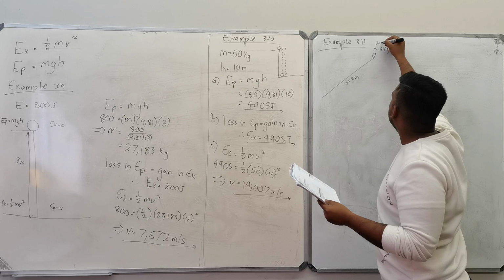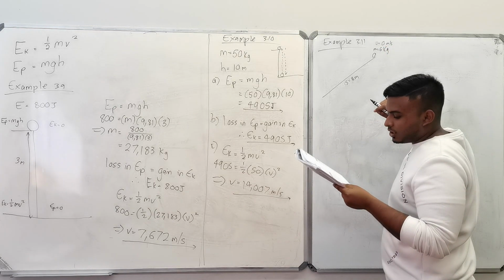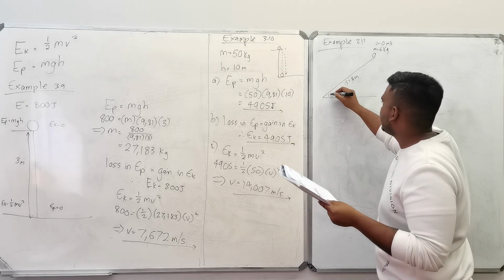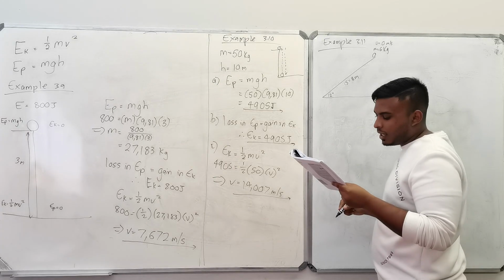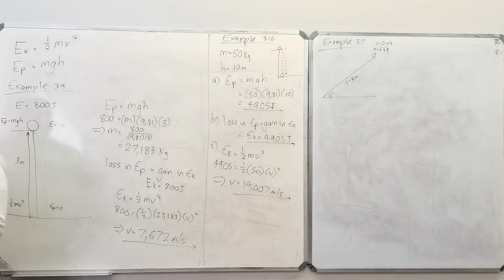The initial velocity is 0 because it rolls from rest, down a frictionless plane, making an angle of 12 degrees to the horizontal. Calculate the potential energy of the ball at the beginning.